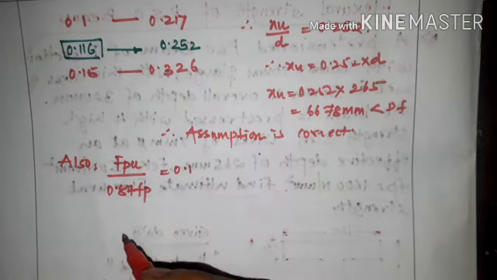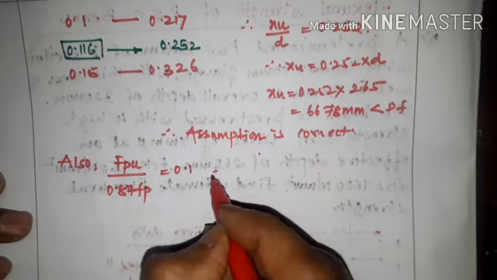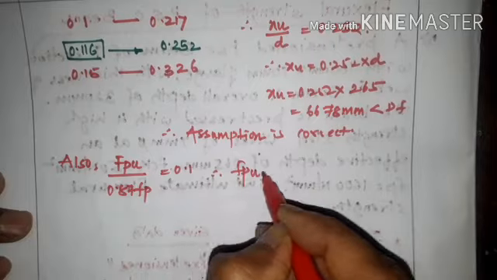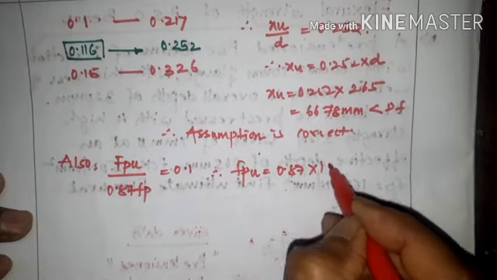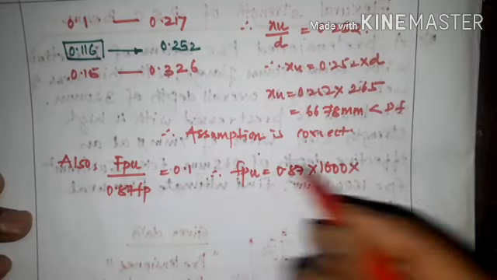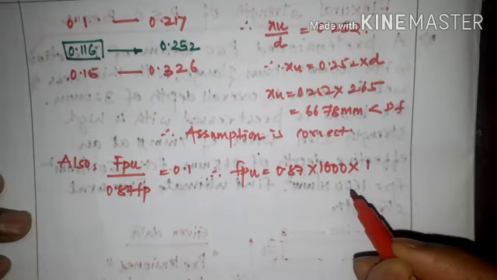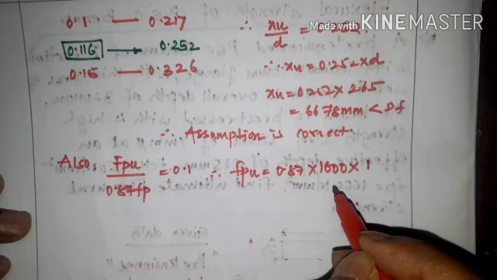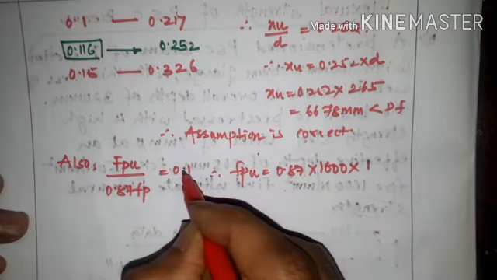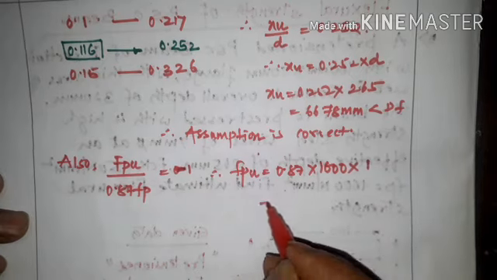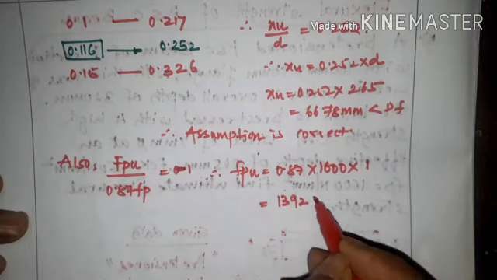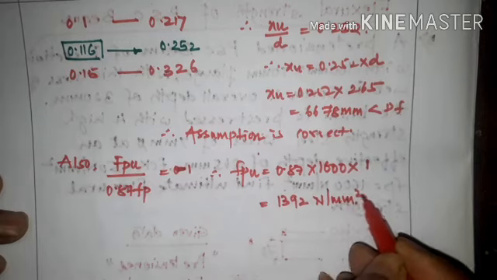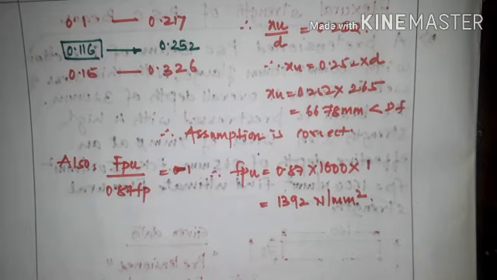So FPU is equal to 0.87 times FP, which is 1600, into 1. This is 1, not 0.1. So we will get this value as 1392 Newton per mm square. So you can find out the moment of resistance.